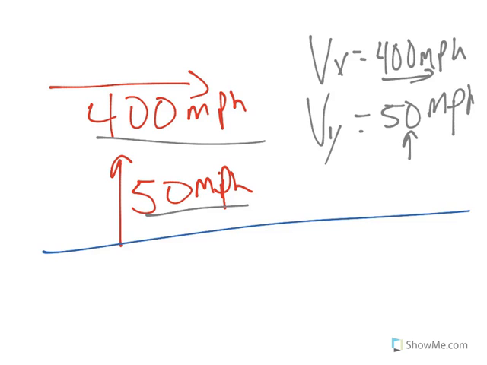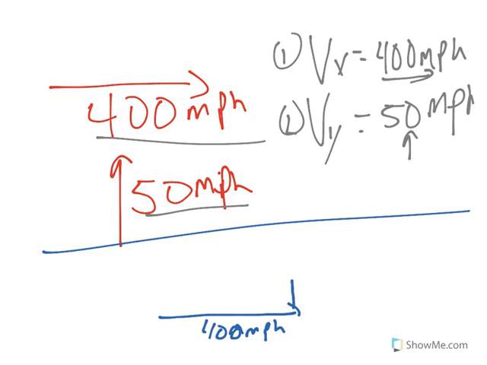Alright, now to redraw. How do we redraw this? Well, this is the third step. So this is step 1, step 2. Step 3 was to redraw. And I said it was important to draw the x first. We draw the x first here, 400 miles per hour. And then we draw the y. The tail of the y starts on the head of the x. And so that's 50 miles per hour.